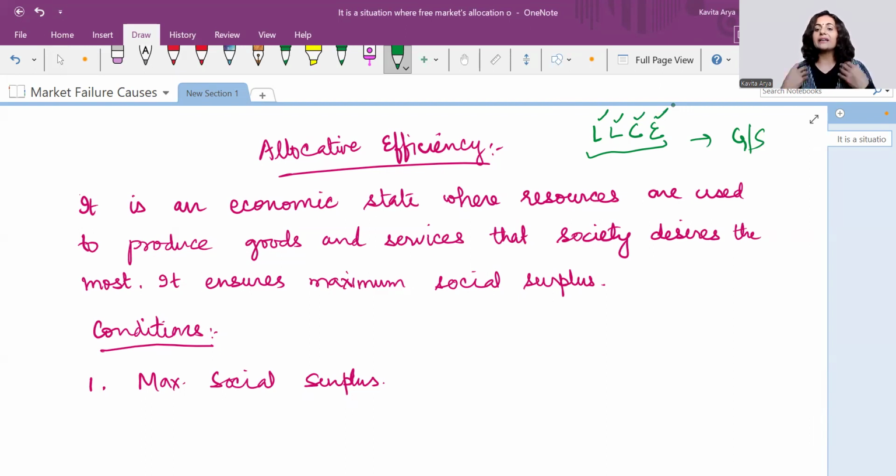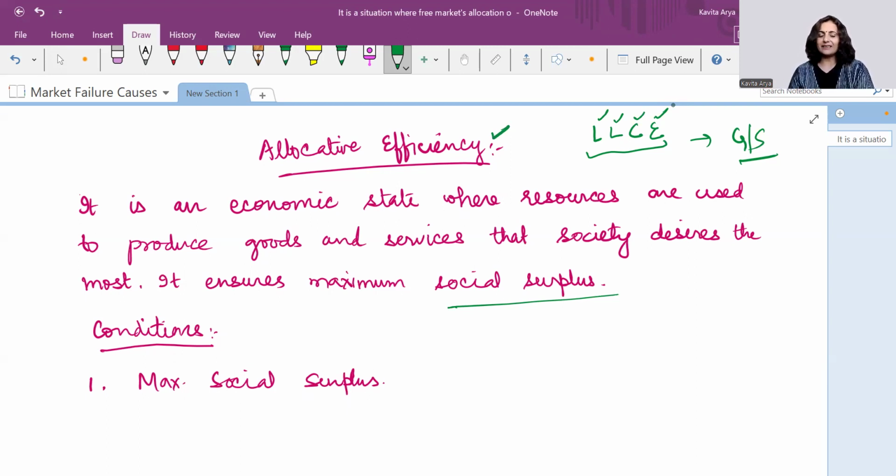So when we are creating the provision of the resources for all these things, it means we are allocating the resources for the production of goods and services. So this allocation means that distribution of resources should be efficient. And efficiency means it should have the maximum social surplus. There should be least wastage and there should be highest possible social surplus involved in that allocation of resources.